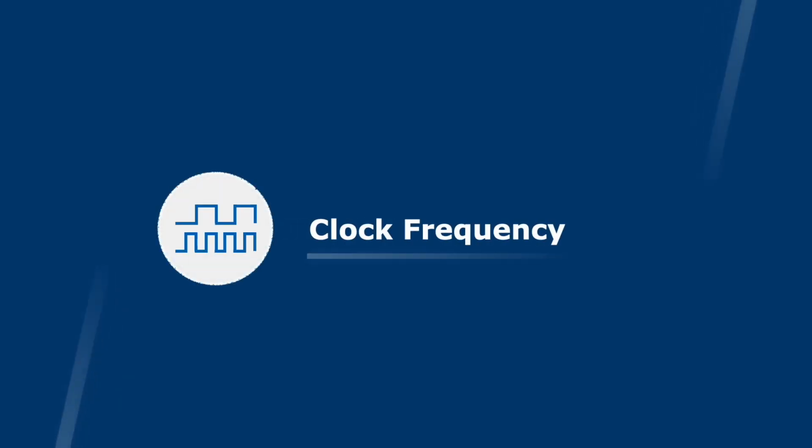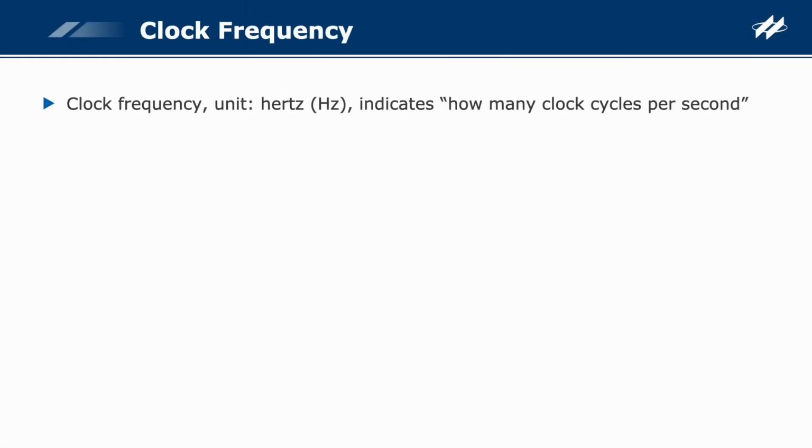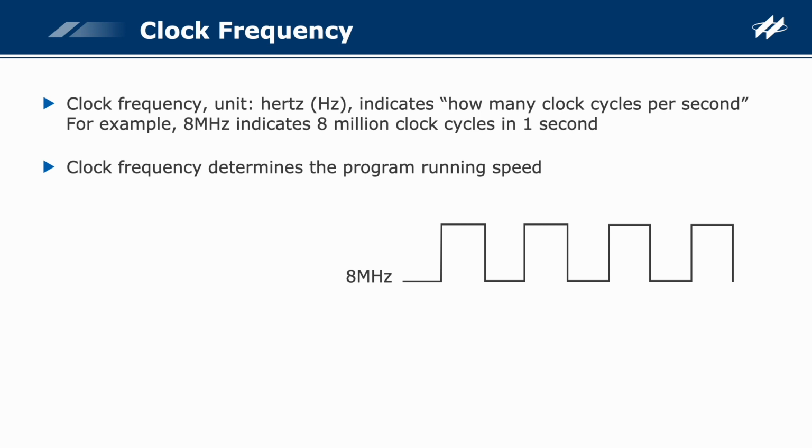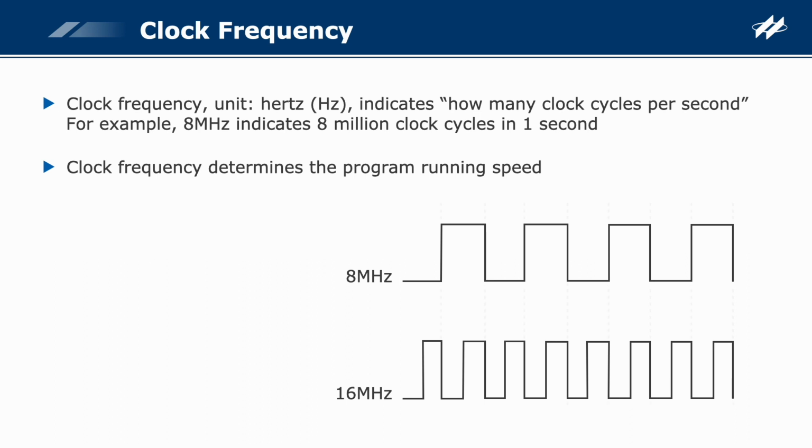Clock frequency. We also need to learn one more thing, that is clock frequency. It is measured in hertz, indicating how many clock cycles per second. For example, 8 MHz means that there are 8 million clock cycles in 1 second. The clock frequency directly determines the speed at which the program runs. For example, if there are 4 clock cycles in a certain time period for the 8 MHz clock frequency, then there are 8 clock cycles in the same time period for the 16 MHz clock frequency. More clock cycles means more instruction cycles to execute instructions, and the program runs faster.